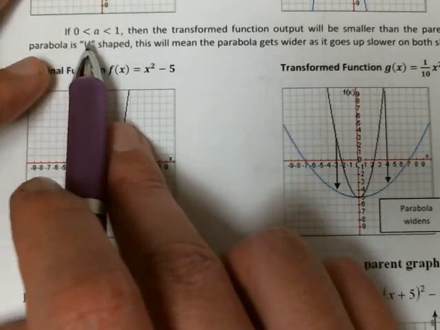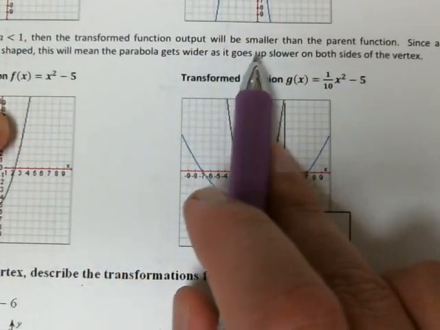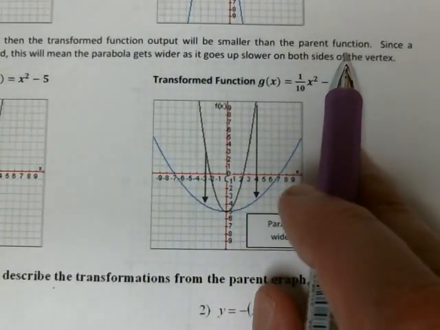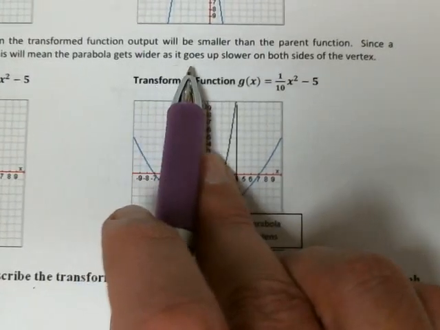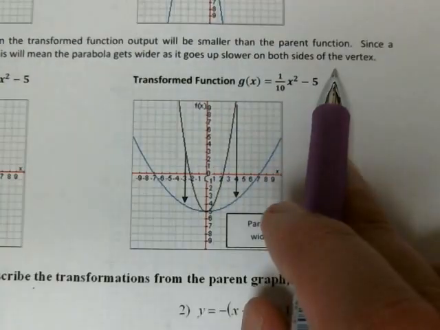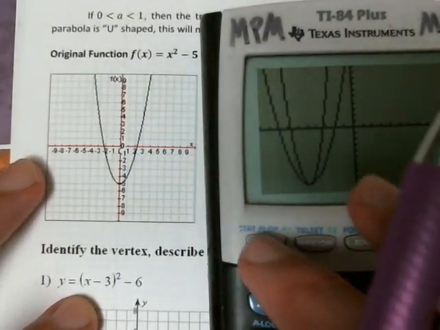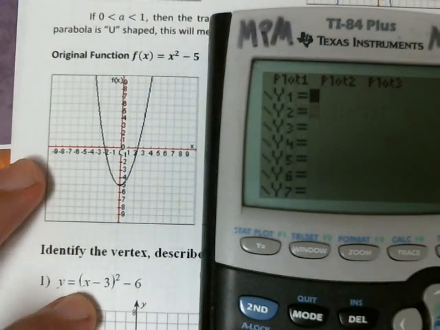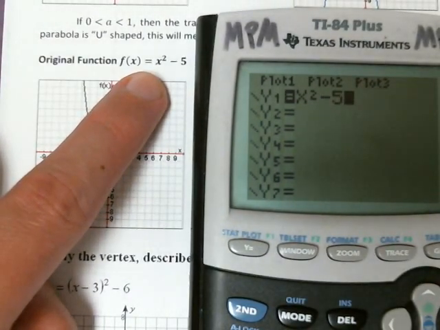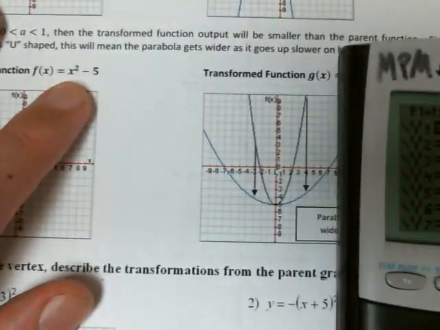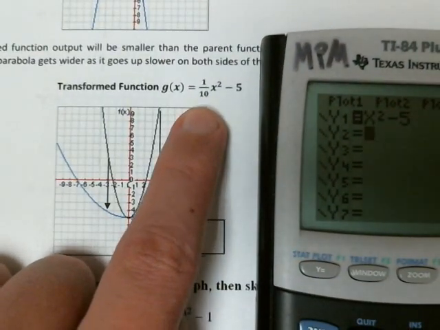This says if A is between 0 and 1, which I was just telling you, then the transformed function output will be smaller than the parent function. Since a parabola is U-shaped, this will mean the parabola gets wider as it goes up slower on both sides of the vertex. So here is an example. I'll go back and clear this out of my calculator. I have this quadratic, x squared minus 5, and then I'm going to transform it. I'm going to throw a value in front of the x squared that is between 0 and 1.